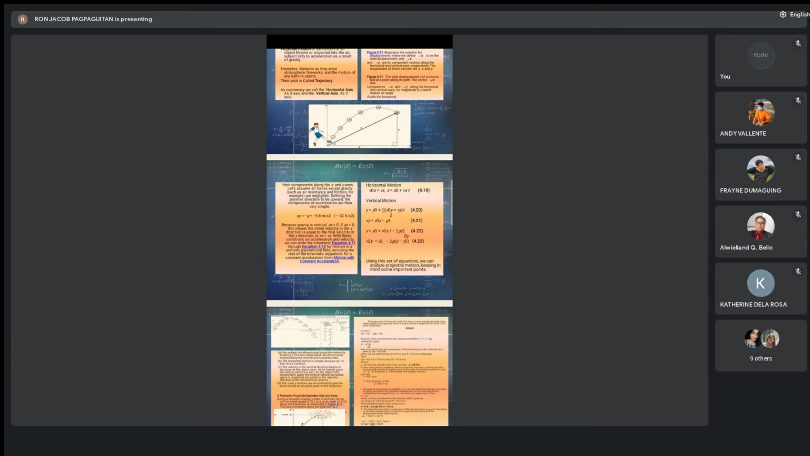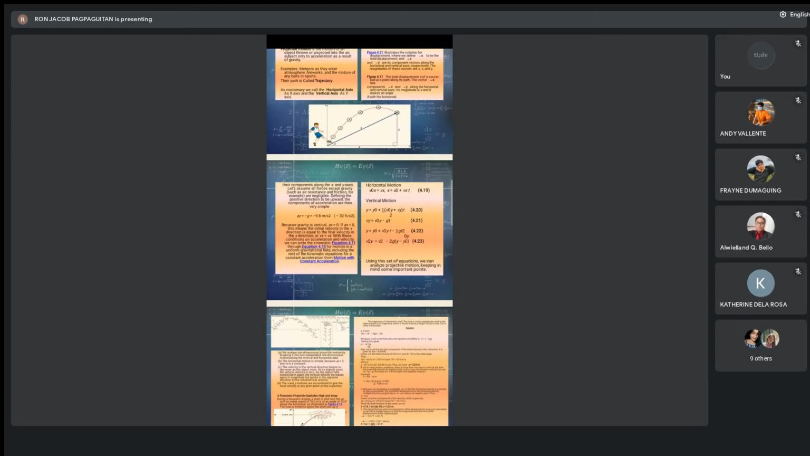So, we already know what is horizontal or vertical axis. That is X and Y. Its magnitude is S and it makes an angle theta with the horizontal. To describe the projectile motion completely, we must include velocity and acceleration as well as displacement. So, kung mag-discuss ta sa projectile motion, permi na siya mag-include og acceleration, displacement, og velocity. Dili na siya mawala.